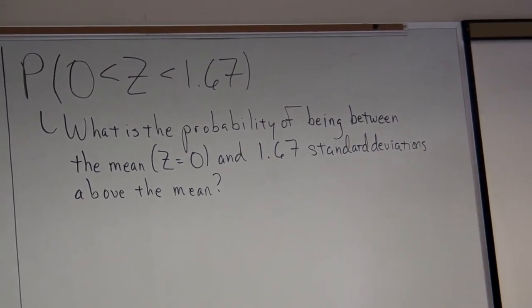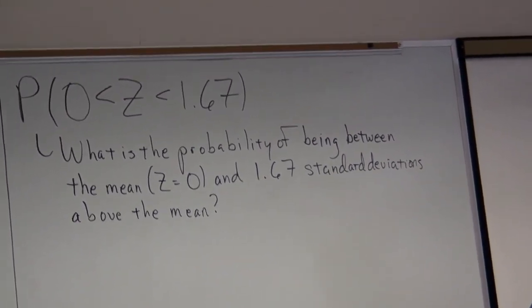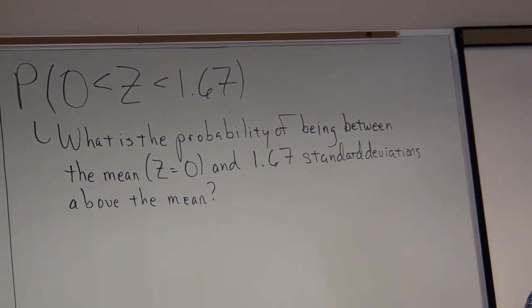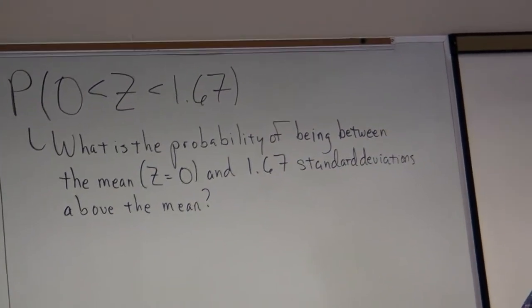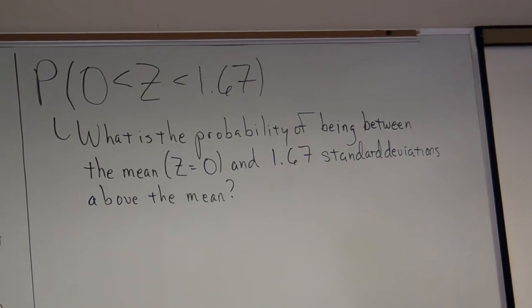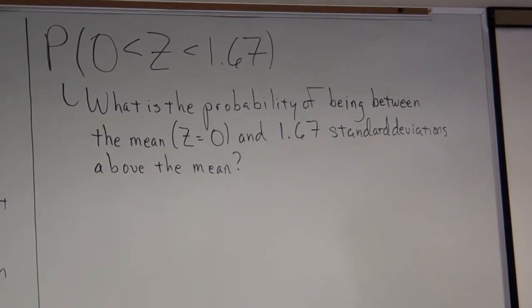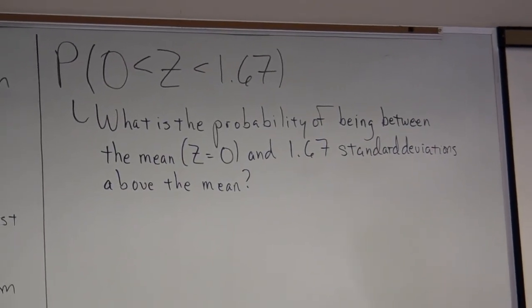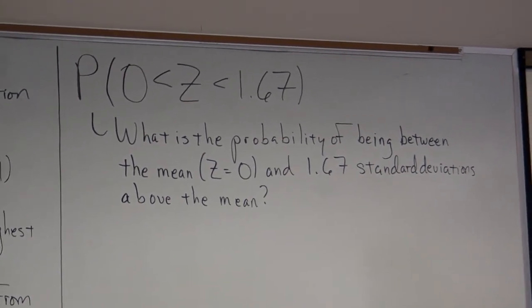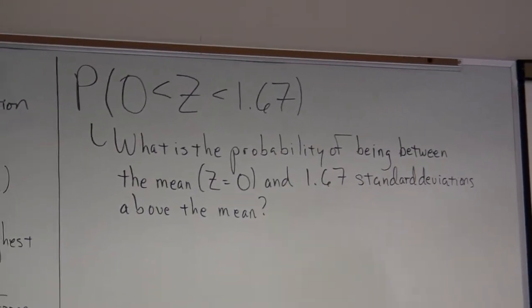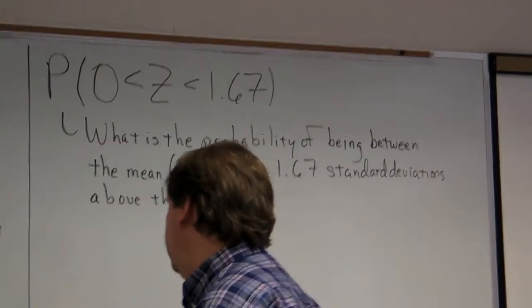Now, what I'm going to suggest to people, and I noticed one of you was already starting to do this, is draw out the normal curve. With any problem with the normal distribution, it's easiest just to draw out the curve, shade in what you're looking for, and then see how the table would help you fill in what you're looking for.